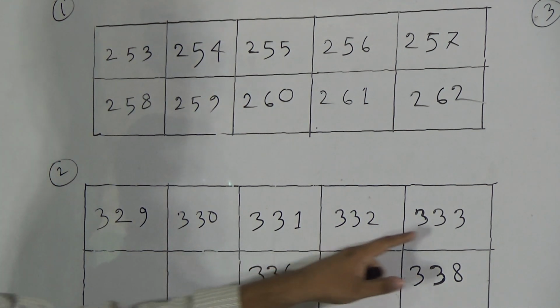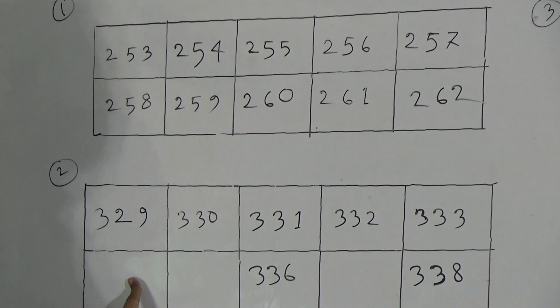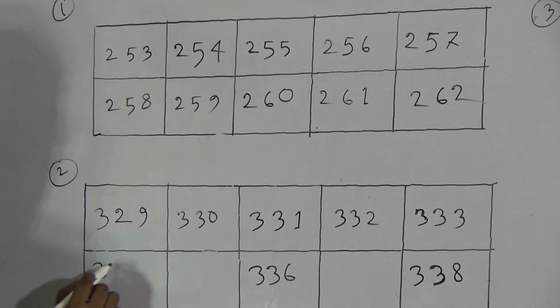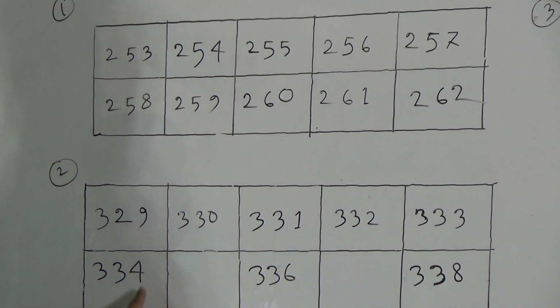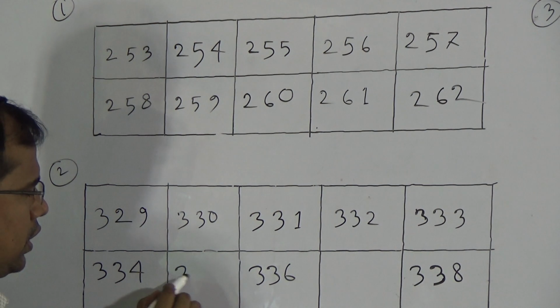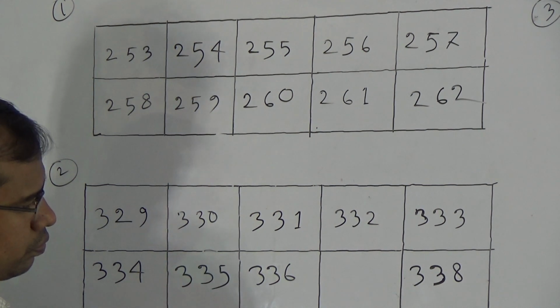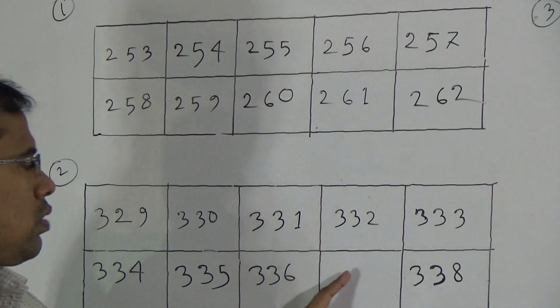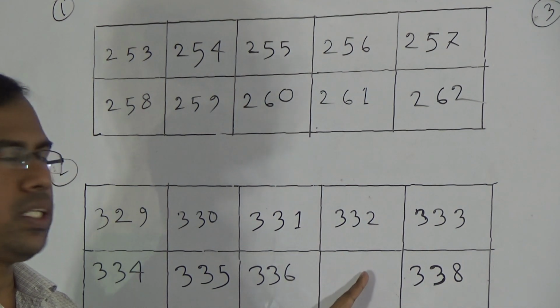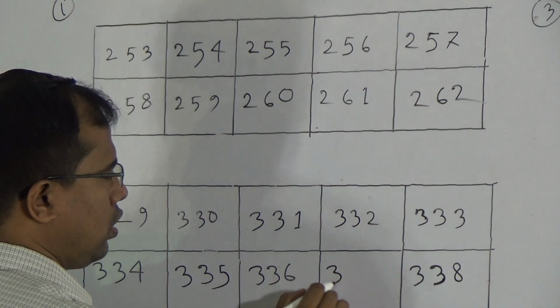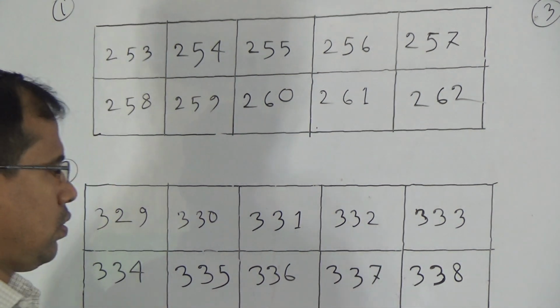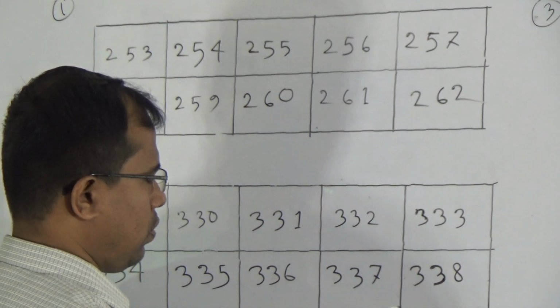Okay. Then 332, 333. After 333, 334 will come. So we'll write here 334. Then which number will come? Next number of 334 and previous number of 336 is very easy. It will be 335. So we'll write here 335. Now after 336, 337 will come. So we'll write here 337. Okay, we have solved two numbers. I hope you have understood.